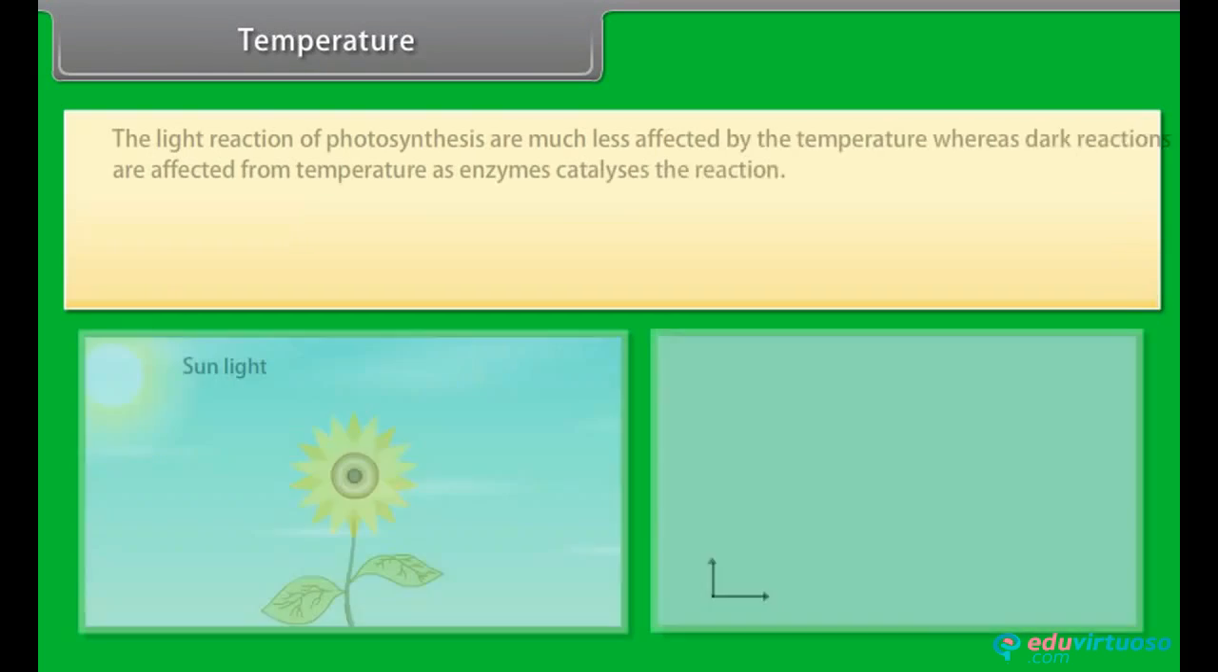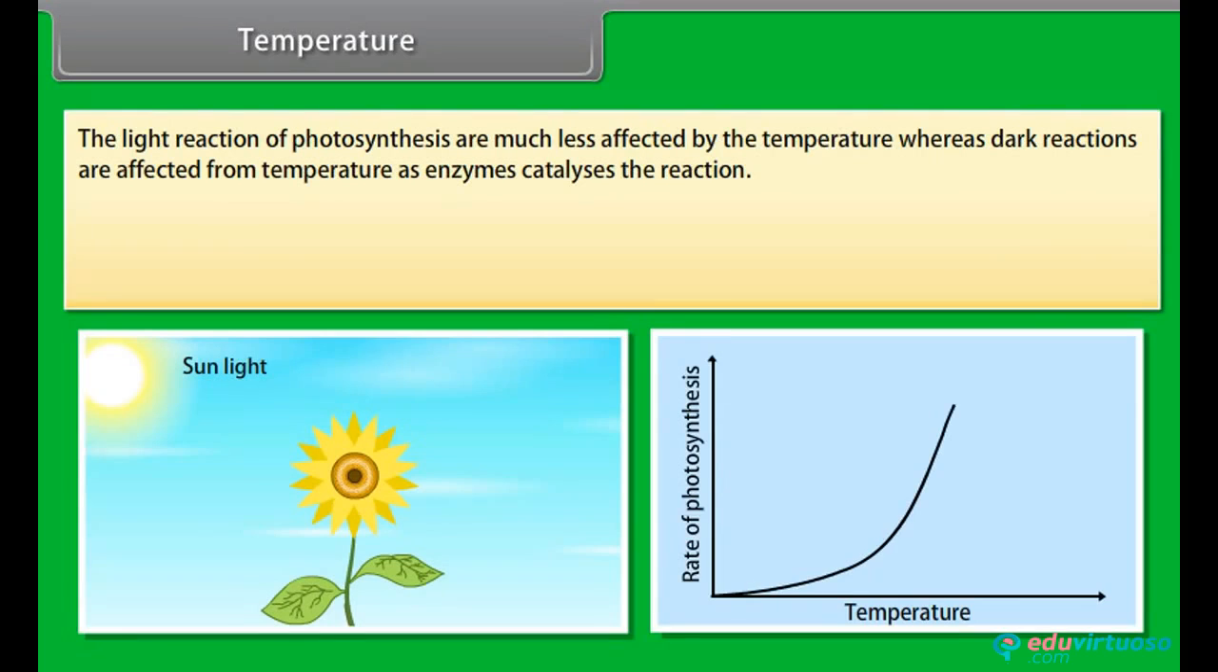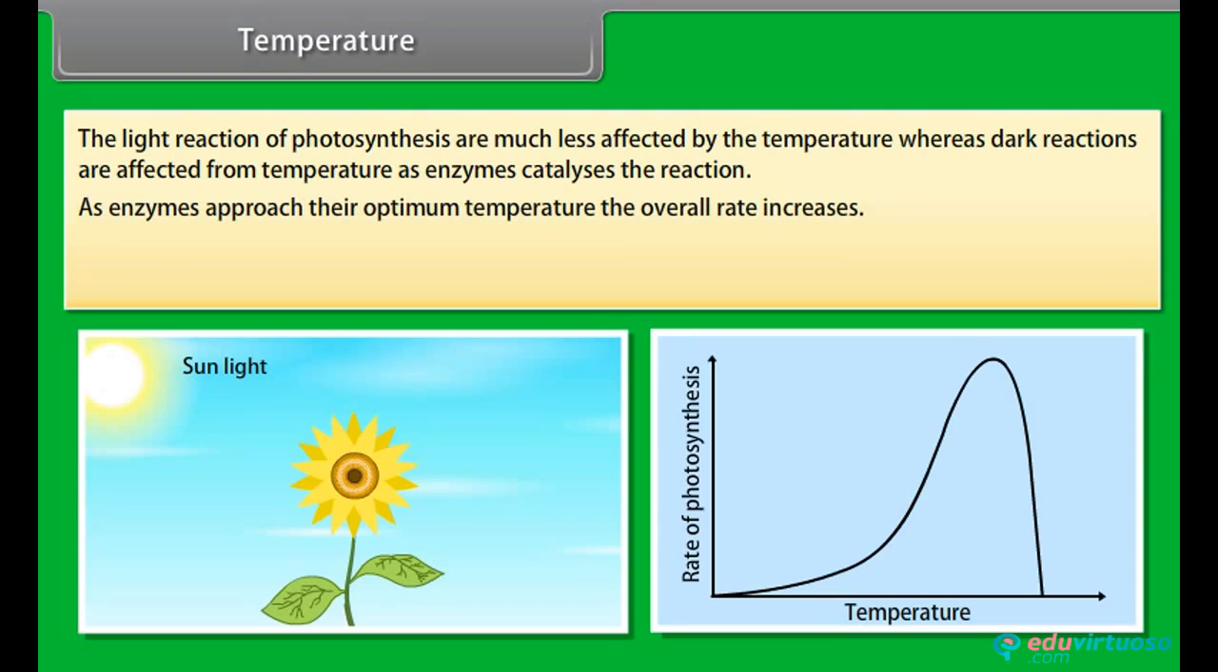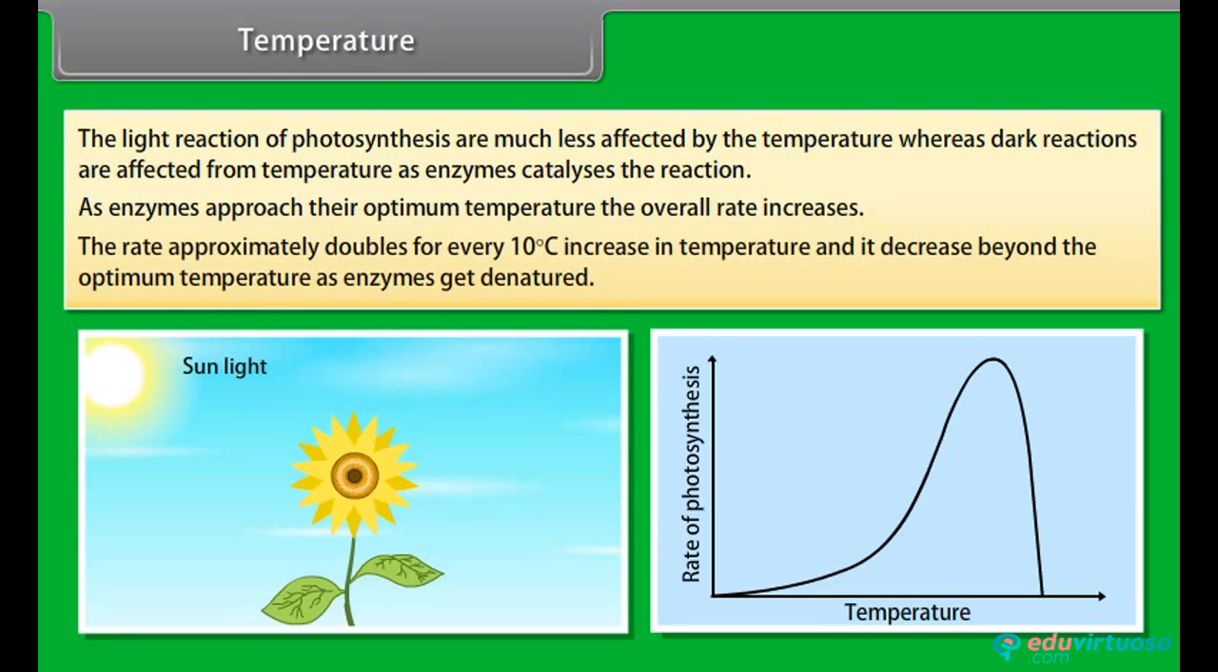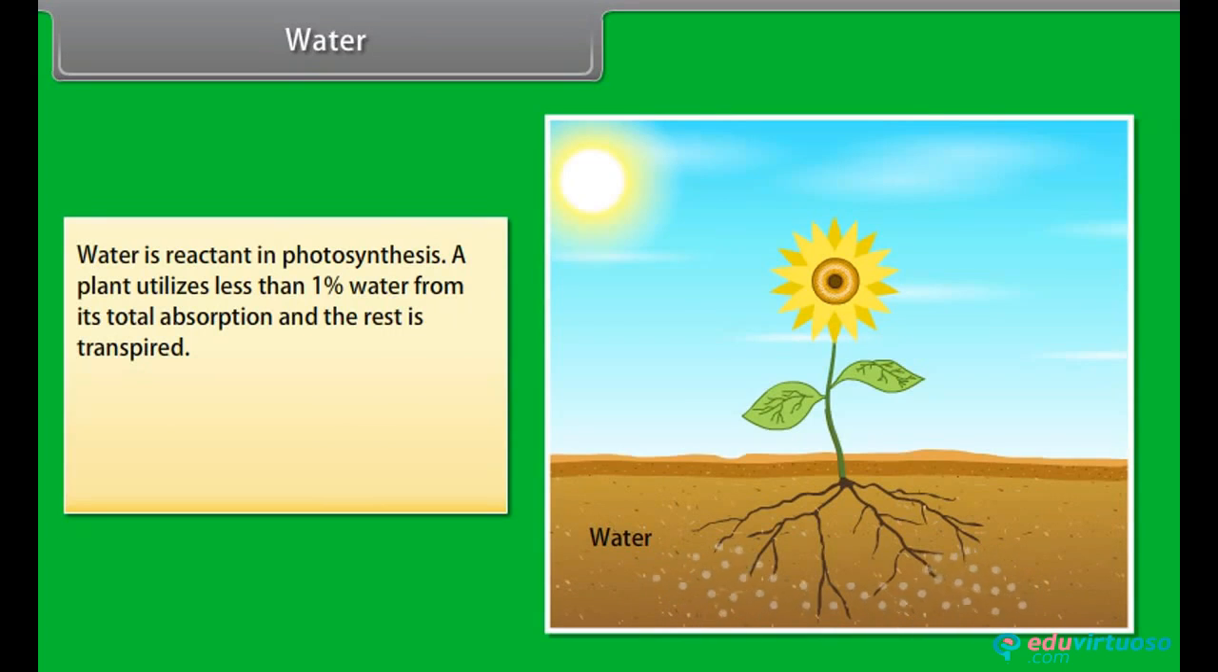Temperature. The light reactions of photosynthesis are much less affected by temperature, whereas dark reactions are affected by temperature as enzymes catalyze the reaction. As enzymes approach their optimum temperature, the overall rate increases. The rate approximately doubles for every 10 degrees Celsius increase in temperature, and it decreases beyond the optimum temperature as enzymes get denatured. Water. Water is a reactant in photosynthesis.